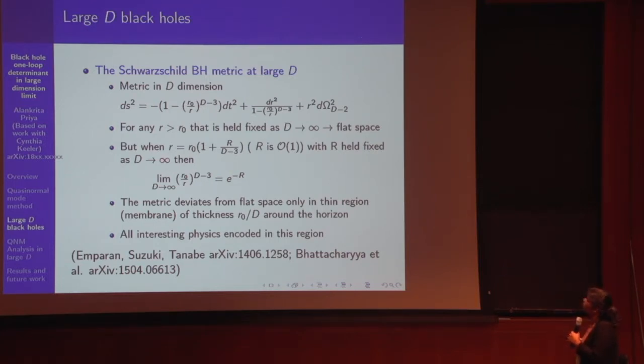So let's review what a large D black hole is. This is the Schwarzschild metric in D dimensions. For any R greater than R naught, which is held fixed, as I take D to infinity, the metric is flat. But when I'm very close to the horizon, the metric is non-trivial, and it deviates from flat space only in a thin region of thickness R naught over D, where R naught is the horizon radius. And it turns out all the interesting physics is encoded in this region.